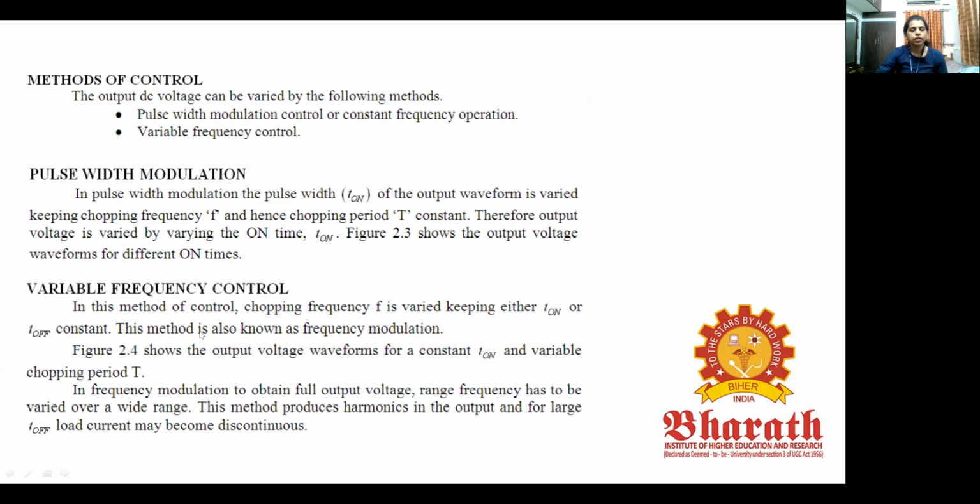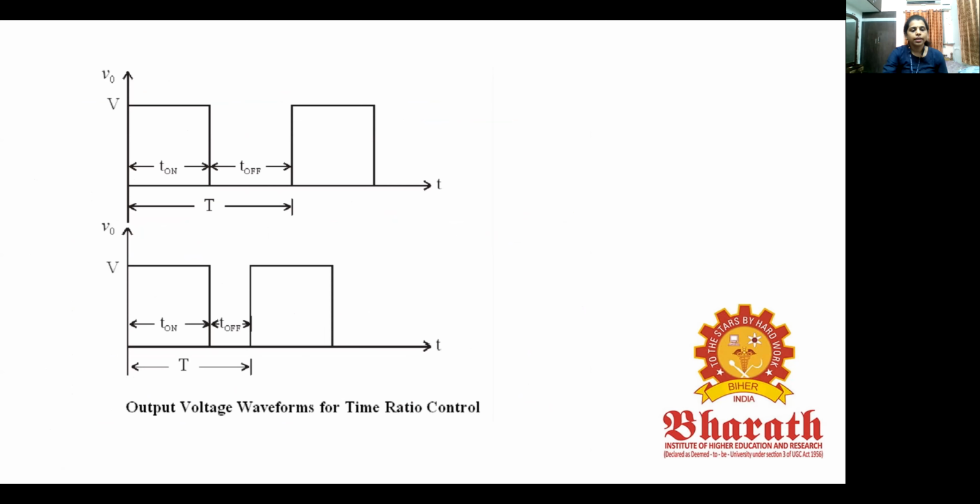And variable frequency control means here we have two types, on time constant, other one is off time constant. In on time constant, we will be keeping the T on time alone constant, and we can vary the T off, so that my total time period will be changed. Of course, because of that, the chopping frequency also will be varied. Similarly, T off constant means we will be varying the T on, but T off will be maintained constant, but the frequency will be changed. So these two are one method, and the other one is time ratio control.